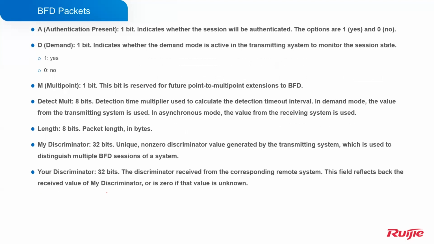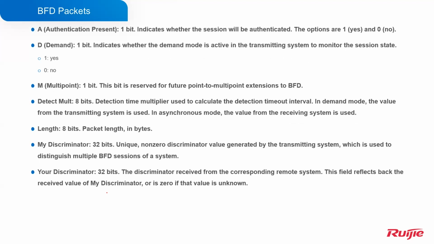It indicates whether the session will be authenticated. The values are 1 for yes, 0 for no. And D indicates whether the demand mode is active in the transmitting system to monitor the session state. M is the multipoint bit. This bit is reserved for future point-to-multipoint extension to BFD. Of course, nowadays BFD only supports point-to-point networks.